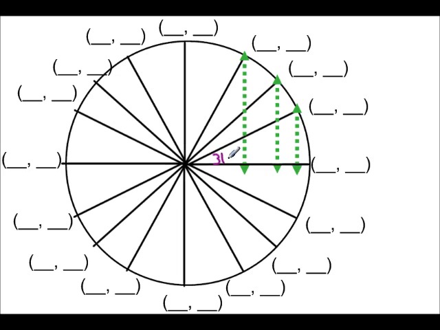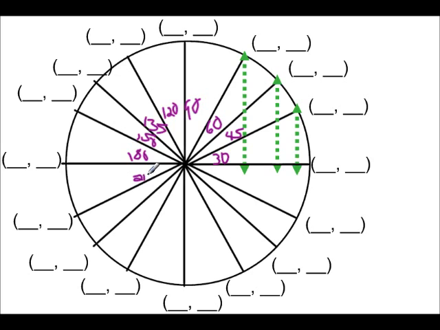So this first angle is 30 degrees from the x-axis. The next one is 45 degrees away. The next one is 60 degrees. And the next one is 90. And it's going to keep going like that: 30, 15, 15, 30. So the next one will be 120 degrees, then 135, then 150, then 180.